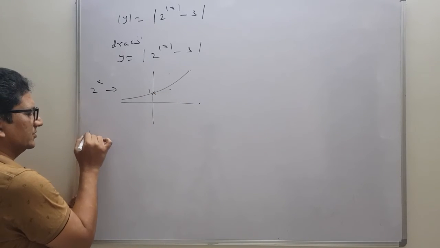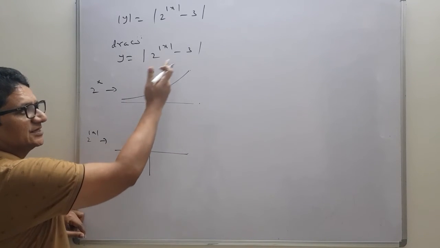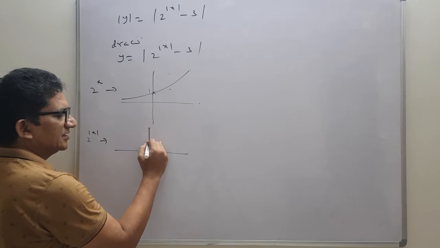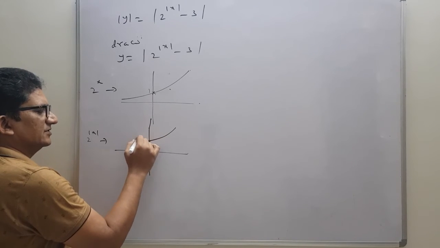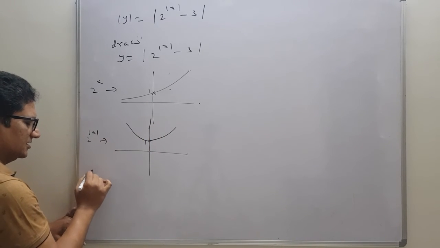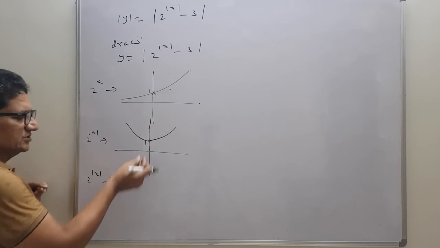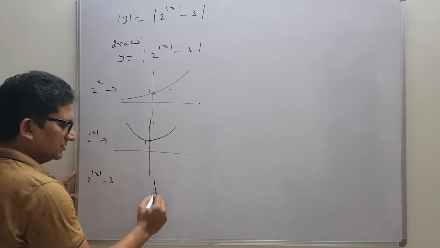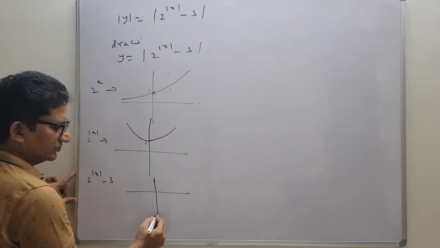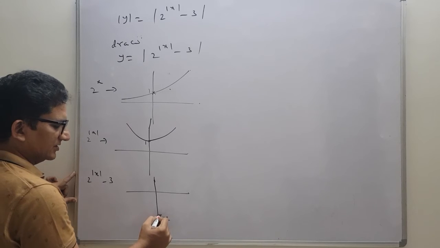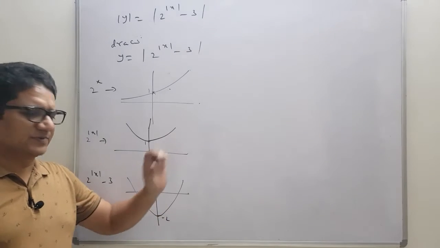Next we want 2 to the power of mod x. For 2 to the power of mod x, we know that whatever is on the right side of the y-axis, you maintain the same. That means this one. And take its reflection, it will be like this type. Next we want 2 to the power of mod x minus 3. Now 2 to the power of mod x minus 3 means pull it down by 3 units. So already here 1 unit means 2 units, negative 2 units. Here somewhere I will take minus 2 and here we will get something like this type. Not an exact parabola, some shape like that we will get.